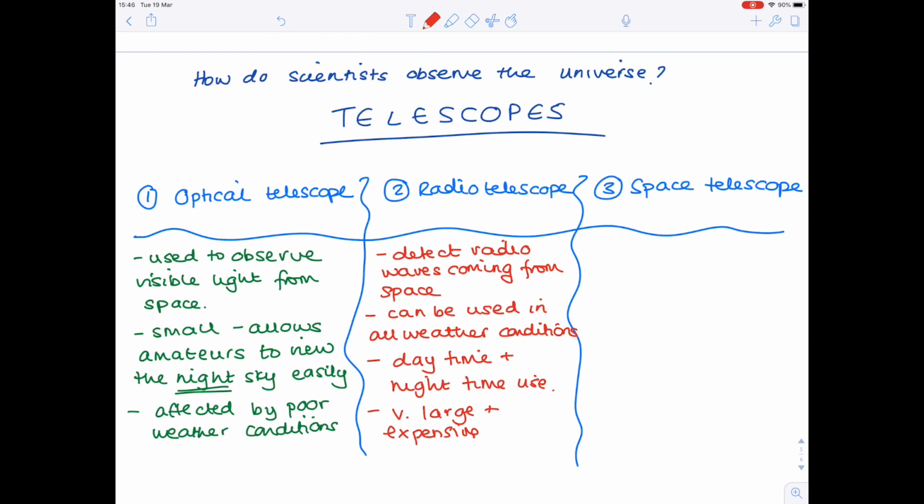Lastly then, space telescopes. Hopefully you can see we're getting more complicated. Now what you find is that objects in the universe emit electromagnetic radiation such as infrared rays, X-rays, gamma rays, and although these are often blocked by the Earth's atmosphere, they can be detected by telescopes which have been placed in space, so in orbit around the Earth. I said quite a lot there, so I'm going to write it all down so you can actually see it written down.